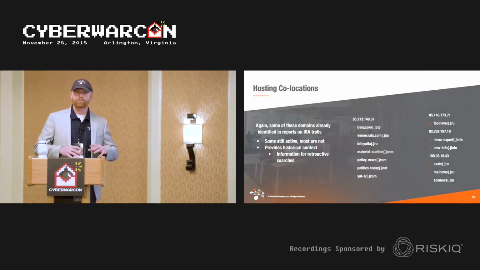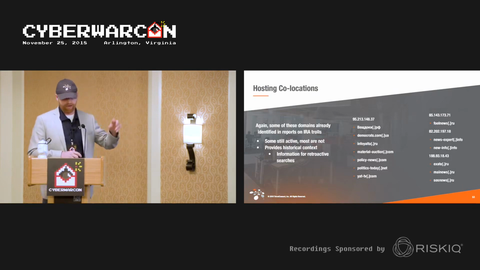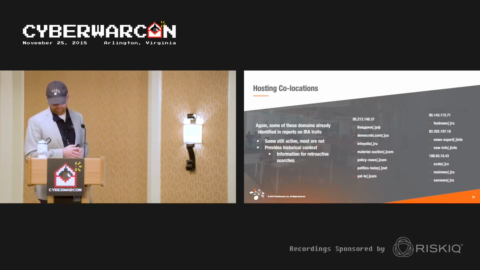So doing that sort of research for all of the domains that we've found to this point, ultimately, this is what we can identify. And you see on the right there, both the IP addresses as well as the domains. And again, we're finding a bunch of these domains are related to news and blog sites. And again, some of these have been identified in IRA troll reports. Some of them are still active, but most are not, at least for these domains. But even for those that aren't still active, I would argue that this provides some good historical context and provides some fodder for retroactive searches as well.